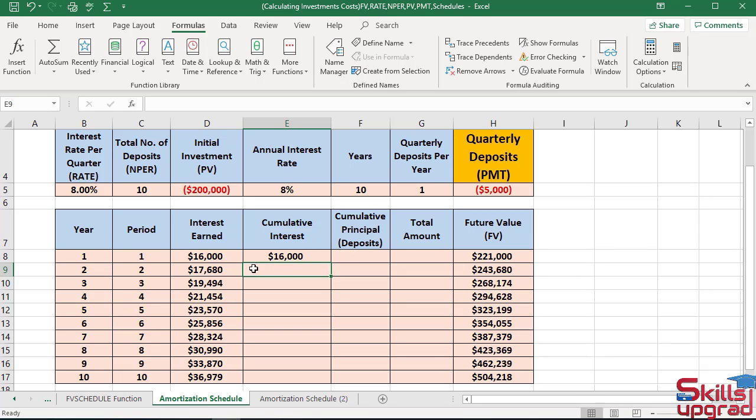To calculate total interest at the end of second period, add the total interest value to the value of interest earned at the end of second period. Enter equal sign. Click cell reference E8. Enter addition operator. Click cell reference D9. Press enter key.